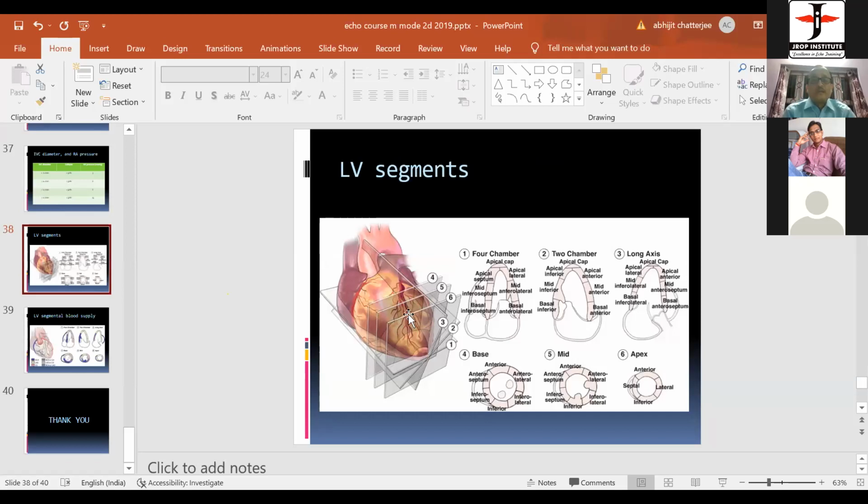This is LAD, this red artery. Am I right? Yes, sir. The basal part is supplied by the proximal LAD. The mid part is supplied by the mid LAD. The distal part of the LV is supplied by the distal LAD. Am I clear? Is that what you asked, or have I misunderstood you?